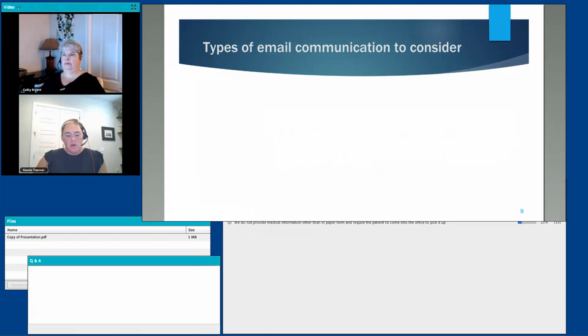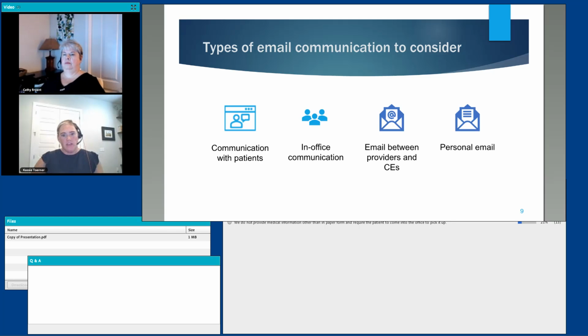So, types of email to consider. This is the first thing: identifying where is the email that you're using, if you are using email. Are you communicating with patients outside of your network, or is it only in-office communication? Are you emailing between providers or other healthcare entities or other covered entities? Or are you using your email for personal purposes as well? So these are things to consider as you're looking at what you may need to ensure that the safeguards are in place.